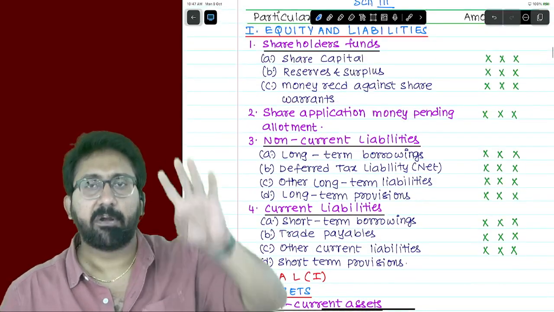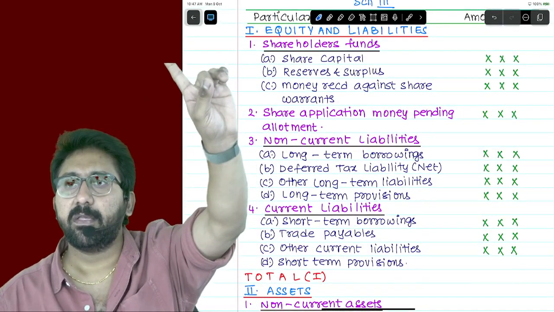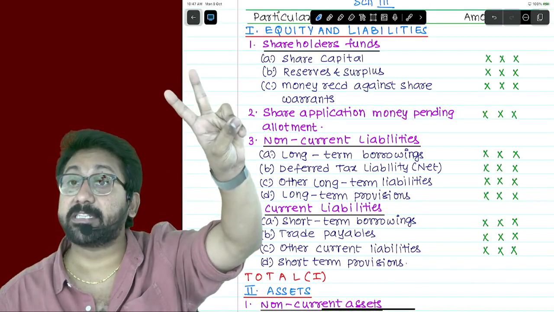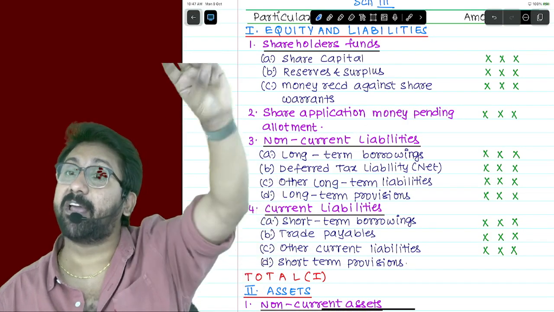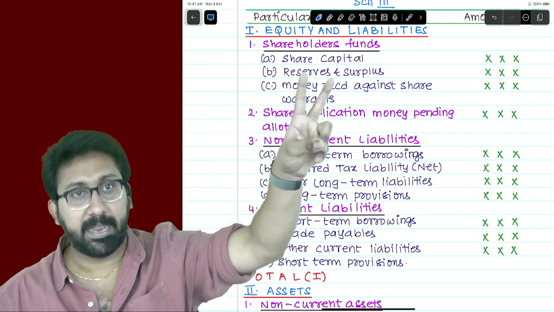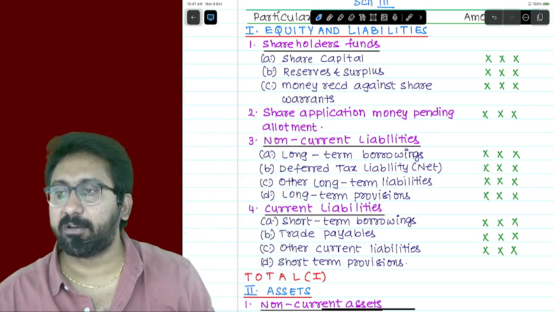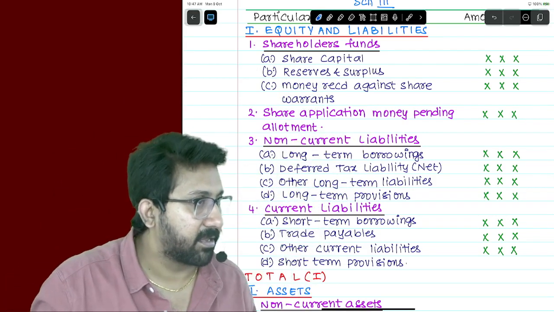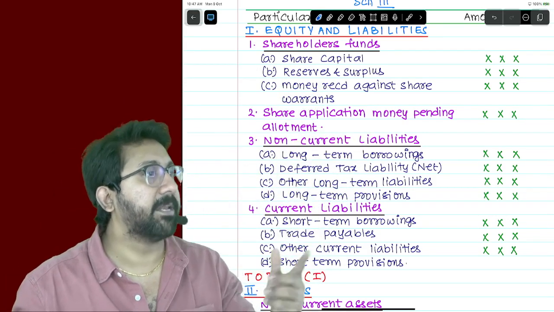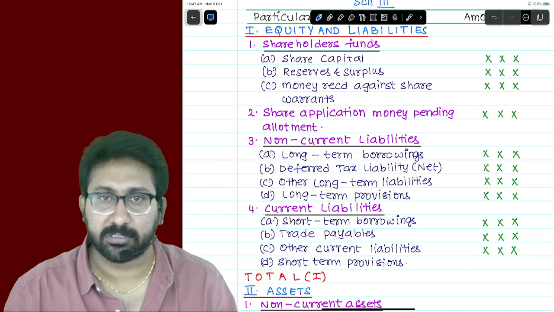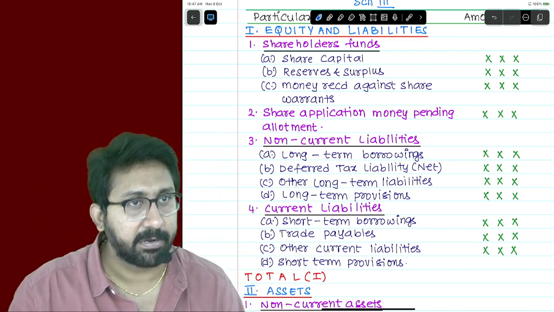Okay. Tell me, what are the 4 parts? Part 1. Part 2. Share application money pending allotment. If allotted, what will happen? This will become shareholder fund. If not allotted, what will happen? It will be refunded back. Where will we see this? Companies Act, section number 24 or section number 42. Both will be discussing the same concept. Listening, everyone in the class?